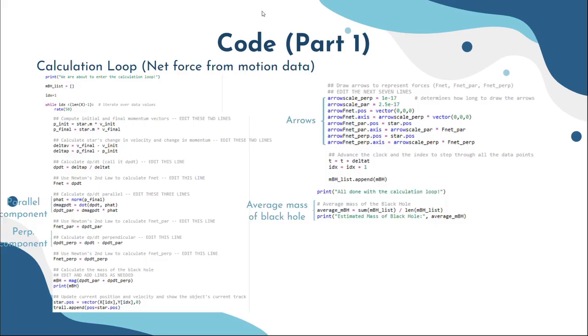The initial and final momentum were calculated using momentum equals velocity times mass. To calculate the parallel component of the rate of change of momentum, p hat represents the unit vector in the direction of the final momentum. Multiplying this scalar by p hat gives the parallel component of the net force. The total vector minus the parallel component gives the perpendicular component. To find a single value from the slightly different values for the mass of the black hole, I took the average.